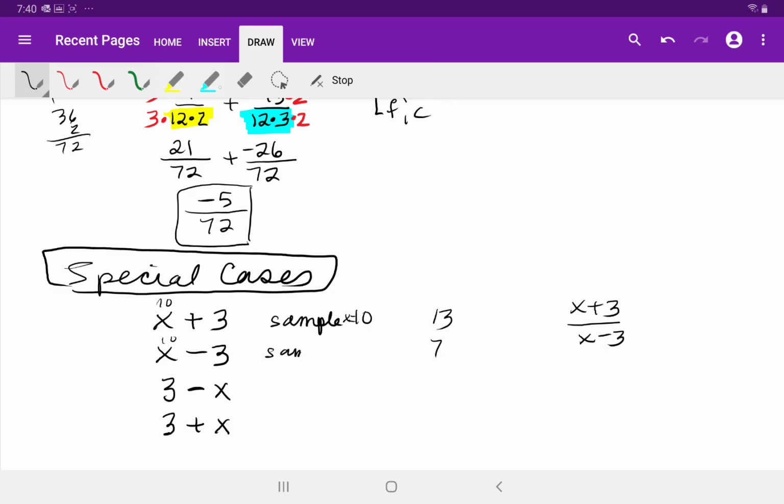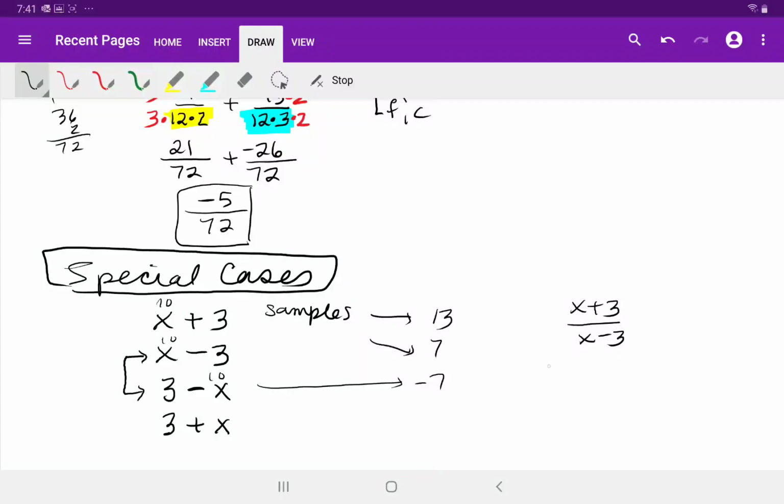So these are samples. Let me write this better. So these are my samples. Okay, so what about 3 minus x? What if 10 was here? Well, that's negative 7. So who does that look like? That kind of looks like the second one.